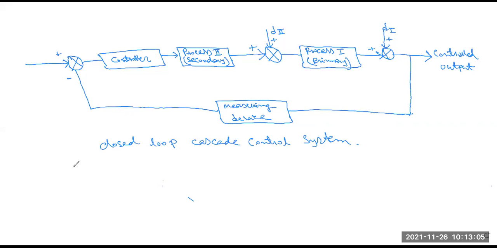Okay, so this is the example of the closed loop cascade control system, where we use primary and secondary processes also. Is it clear to all of you? Because this block diagram is also coming in your exam. Draw the block diagram of open loop control system, cascade control system, or draw the block diagram of closed loop cascade control systems. Is it clear?